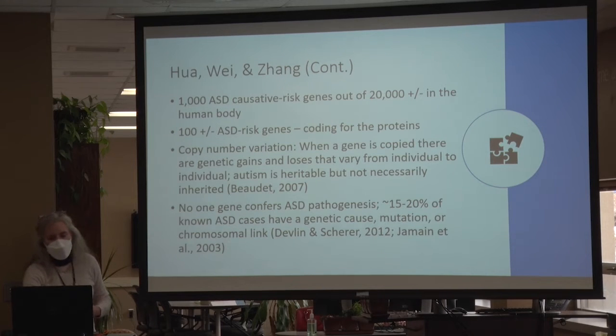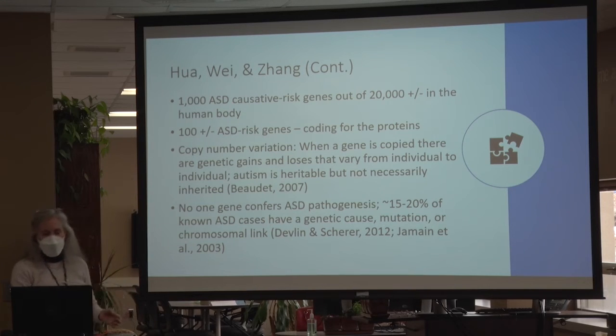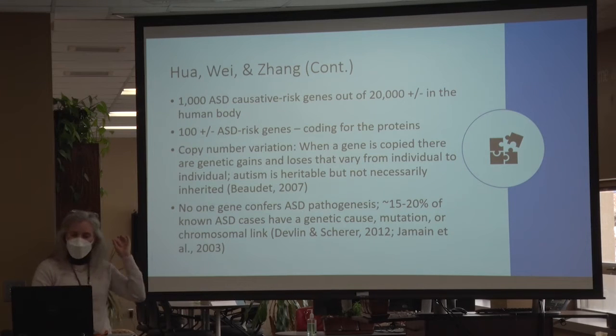Okay, so they're looking at 1,000 ASD causative risk genes out of 20,000 in the human body, which is also being debated actually, because they used to think there was 100,000. Then they took it down to 25,000, depending on who you read. And they're still debating. Some say no, it's closer to 50,000. So we're still figuring out what a gene is while we're trying to understand the complexities of the brain. Okay, other issues, copy number variation, which happens whenever we have a child who's conceived.